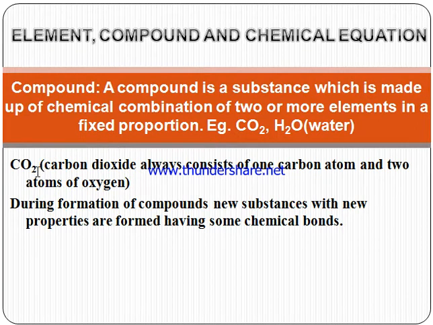Example: CO2 and water. CO2, that is carbon dioxide, always consists of 1 carbon and 2 atoms of oxygen. This is the fixed proportion. Similarly, water has 2 atoms of hydrogen and 1 atom of oxygen. This is the fixed proportion. Only in this proportion will compounds be formed. And during the formation of compounds, new substances with new properties are formed.